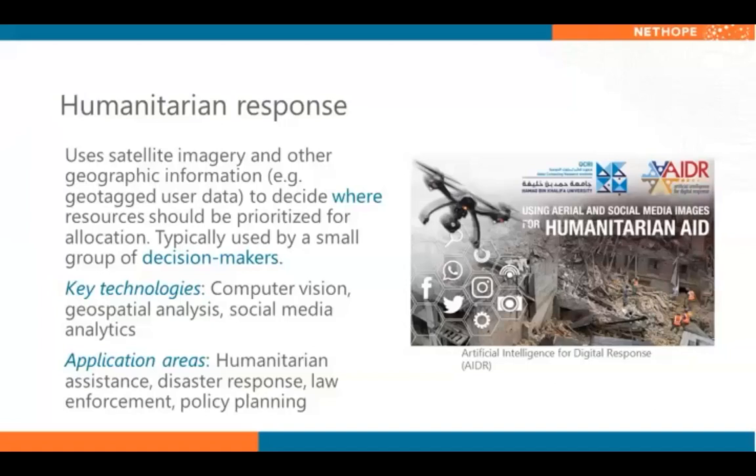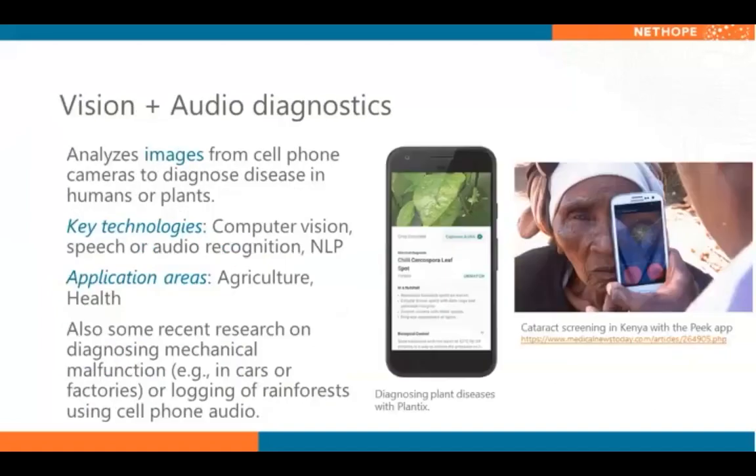Here, this group at QCRI was using satellite imagery and other geographic information that would allow you to pinpoint where the information was coming from to decide where resources should be prioritized in first response to a disaster. This is, again, using multiple sources of data and trying to detect patterns in those sources that allow decision makers to make more informed decisions about where to prioritize the delivery of humanitarian assistance and aid in real time or in very short order. And here are the key technologies.